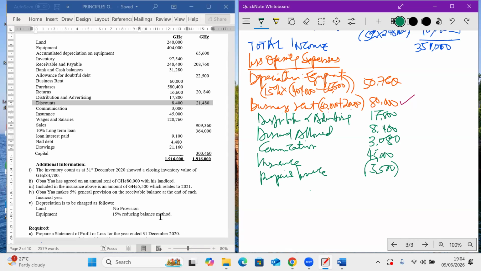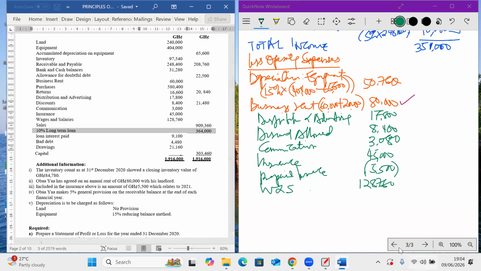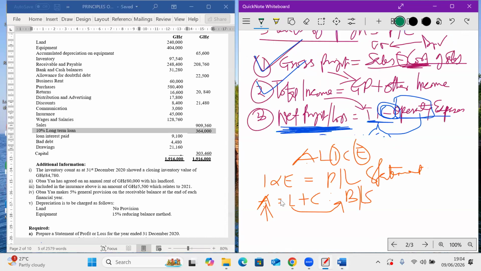So we are done with prepaid insurance, wages and salaries. Do you have any information on wages and salaries? Yes, 128,760. Have we dealt with sales? Yes, we don't touch it. Long-term loan is a liability, and I've shown you that anything on assets, liability, and capital goes to the balance sheet. Don't touch them.